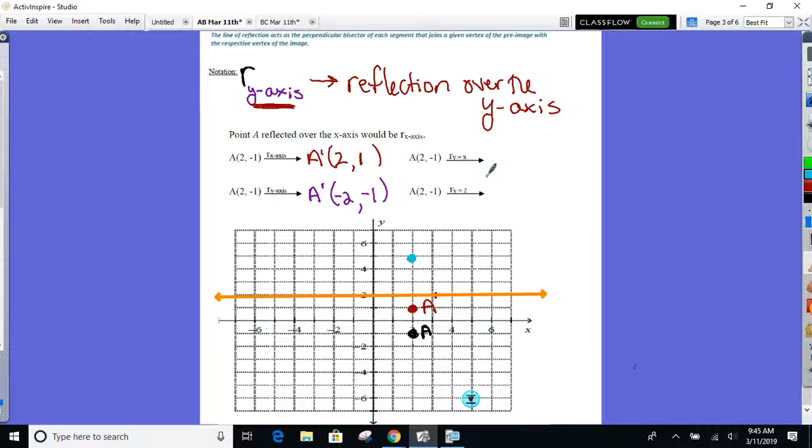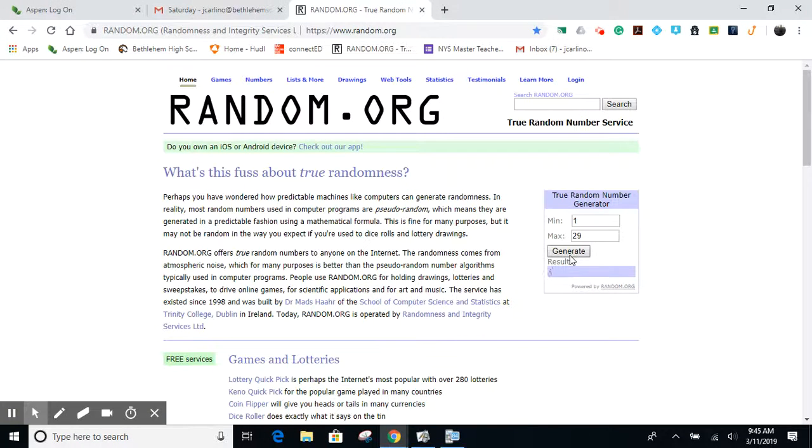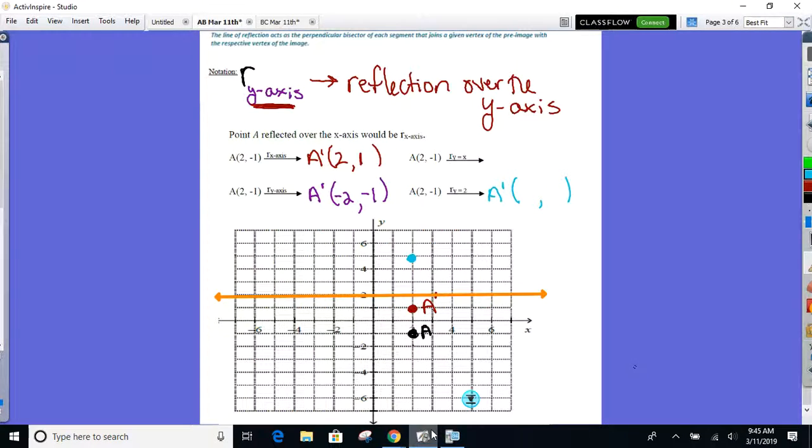Name that point. Name that point now. What do you got for that point? What do we have? 2, 5.